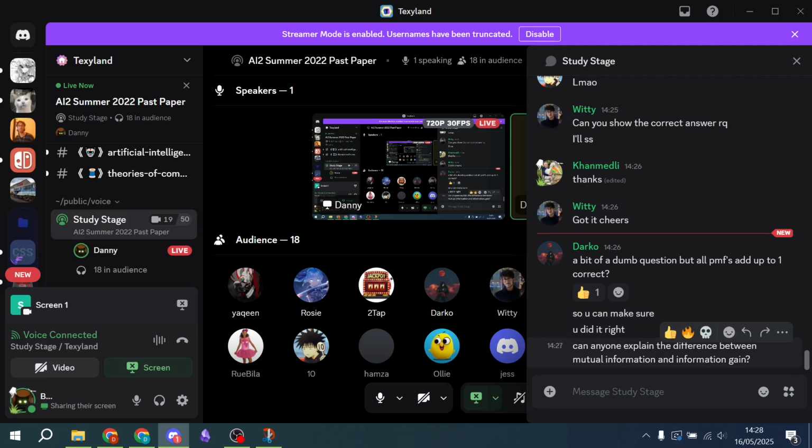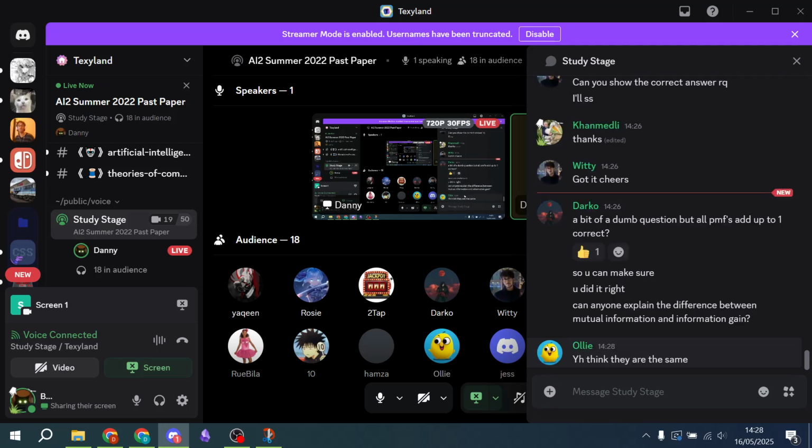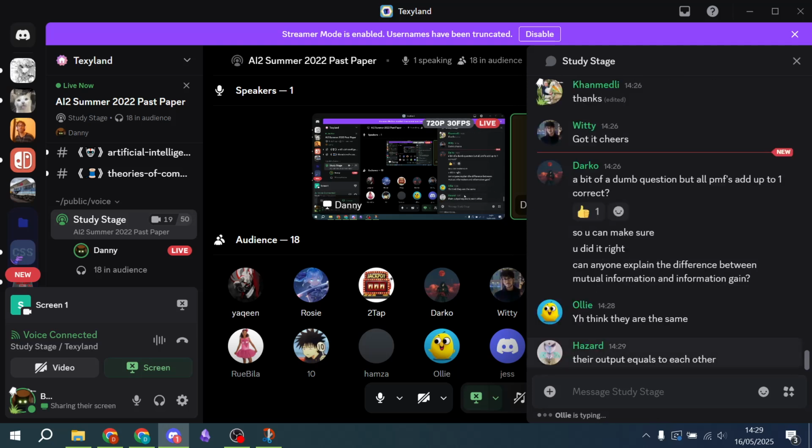Information gain and mutual information. I think they're the same thing. I'm pretty sure information gain is just a term used in decision trees, and mutual information is the official term. I doubt you'd get marked down for saying information gain instead of mutual information. That would be pretty mean if they did that.